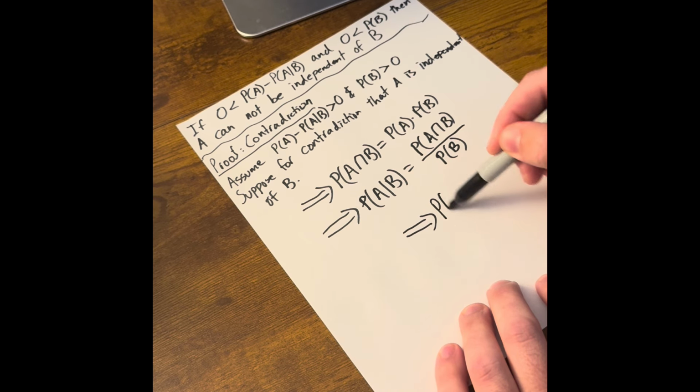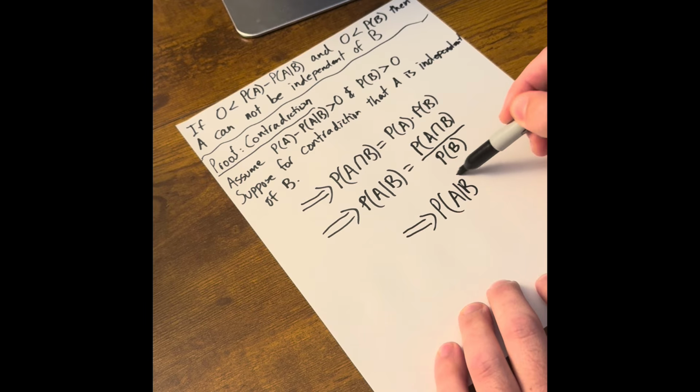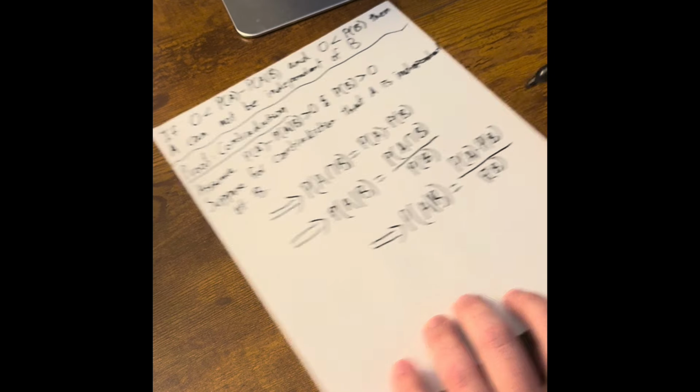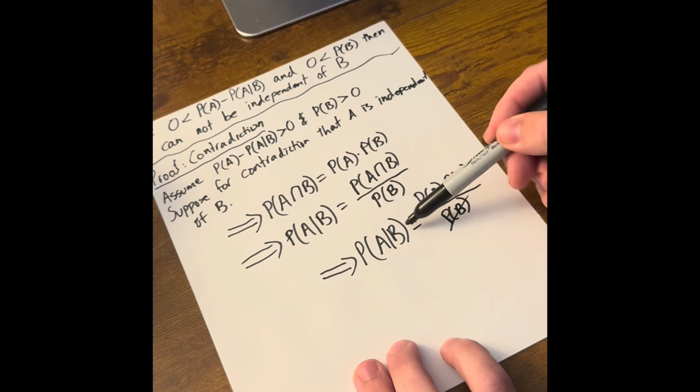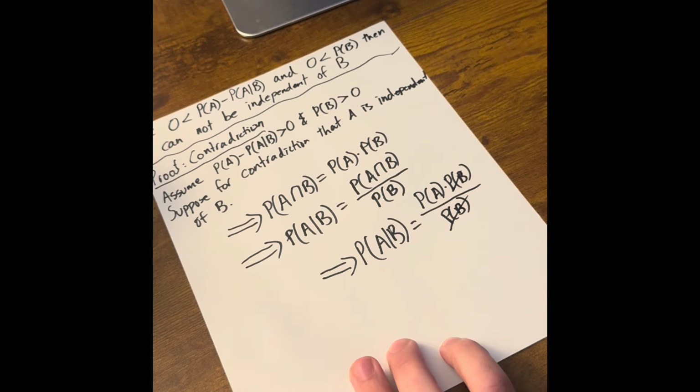And we get the probability of A given B is equal to the probability of A times the probability of B over the probability of B. Well, we can see that these cancel out. So we're left with the probability of A given B is equal to the probability of A.